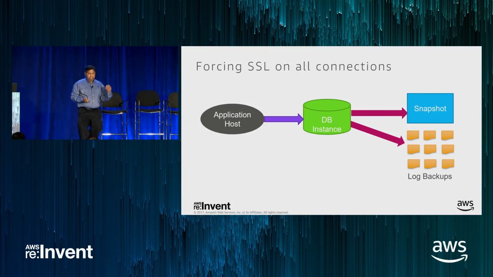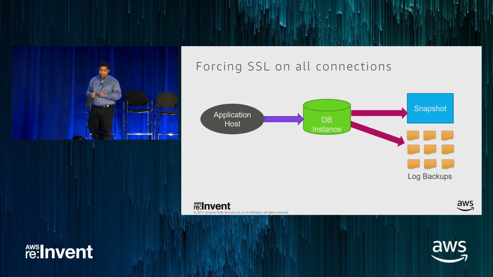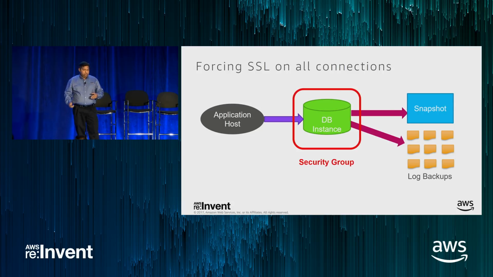So let's take a more detailed example, right? Security is almost always a key concern for databases. So a typical setup is an application host connecting to a database instance. RDS will be taking snapshots in the background, which are the backups. So the first level of protection that you have is your security group. All your clients will be connecting to your database instance.